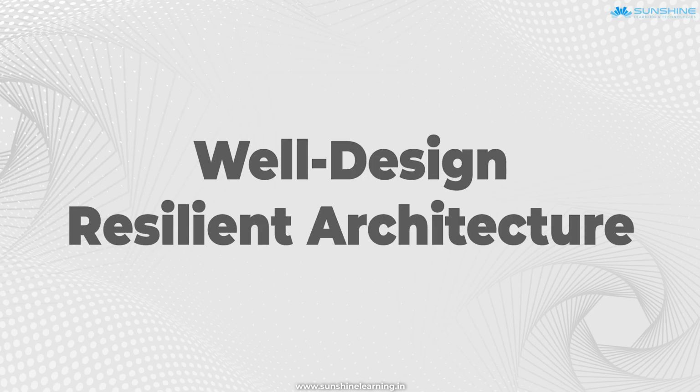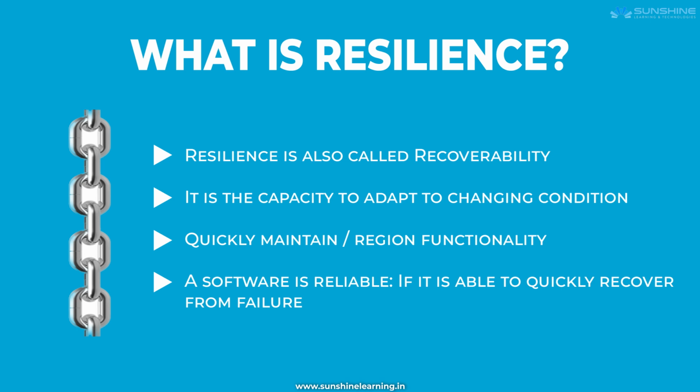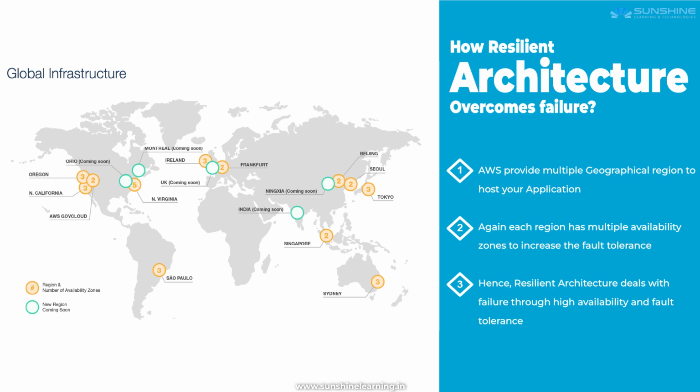So how can we design the resilient architecture? First of all, what is resilience? Resilience is also called recoverability: how soon we can recover our solution if there is any failover or downtime. Resiliency is also the capacity to adapt to changing conditions, and to quickly maintain and regain functionality. A piece of software is reliable if it is able to recover quickly from failure.